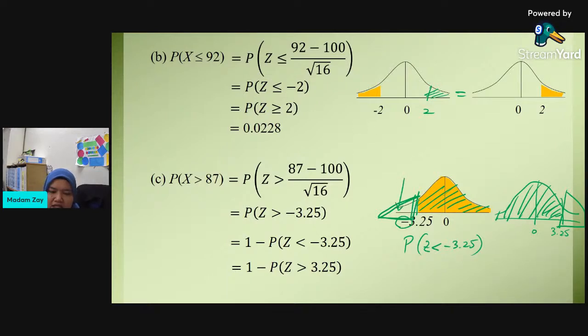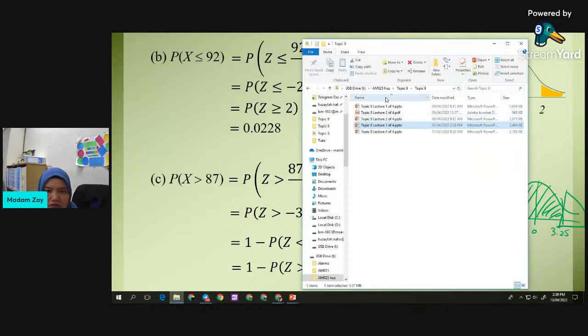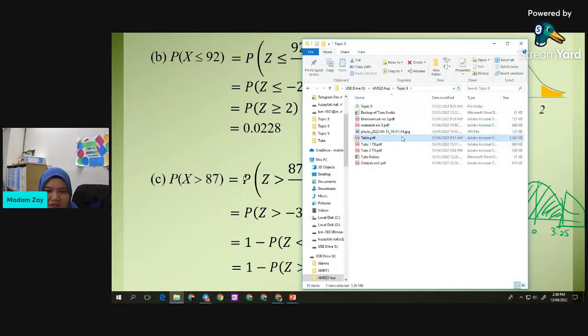So, memanglah kita buang yang kecil ni. Okay, less than negative 3.25. Tapi tak boleh nak cari dalam table. Kita reflect dia, dia sama dengan more than positive 3.25. So, 3.25. Kat mana? Table mana? 3.25. Mari kita tengok sama-sama. Buka table. Open table. The table is here.